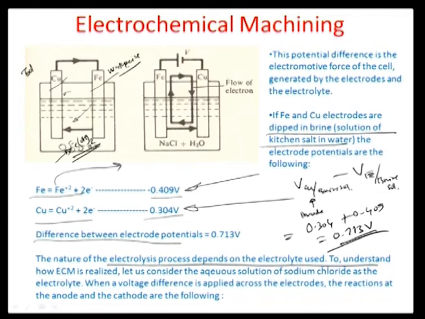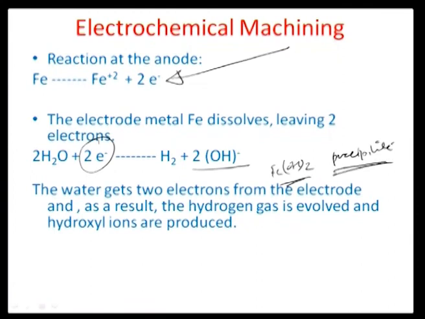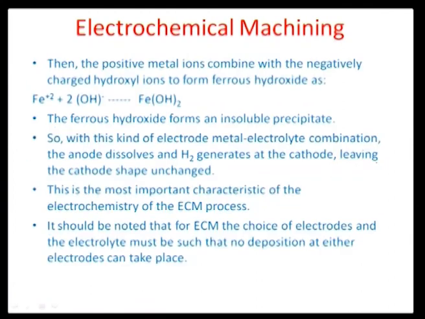That's how electrochemical machining is realized. These are the reactions: the iron gets removed, and the hydrogen is split by the two electrons released by the iron into H2 plus 2OH minus, and the resultant Fe(OH)2, which is non-dissolvable, is formed as a precipitate, which can be removed later, and this furnishes the machining operation.